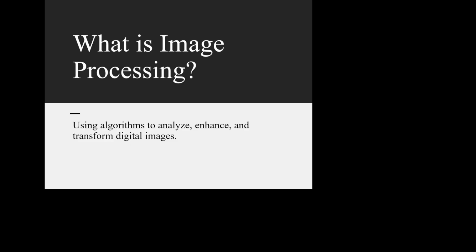So our first section is what is image processing. Image processing means using algorithms to enhance, analyze, or modify digital images. It allows computers to perform tasks like improving photo quality, detecting faces, recognizing objects, and even powering self-driving cars. In simple words, it helps computers see and understand images.